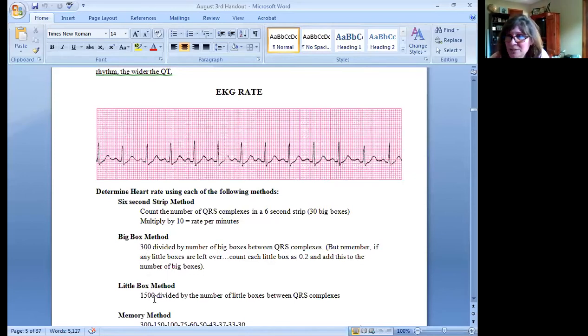Let's look at the little box method. How many little boxes did we say was in a big box? 5. So what's 300 times 5? 1,500. Sometimes I'm slow. I'm book smart, but sometimes it takes me a while. So now I remember the number 1,500 divided by the number of little boxes in between the R waves. Let's look at that. 1, 2, 3, 4, 5, 6, 7, 8, 9, 10, 11. 1,500 divided by 11, 136. That heart rate is 136.